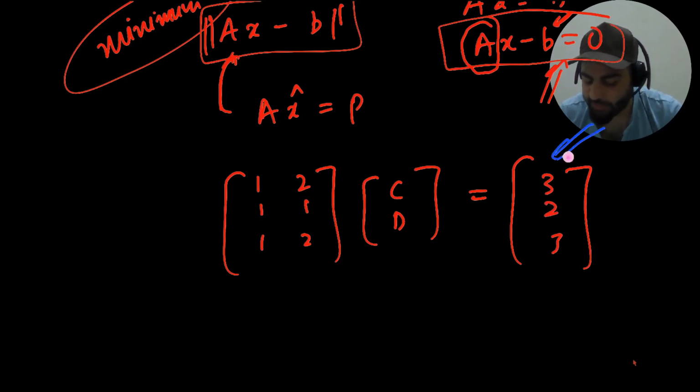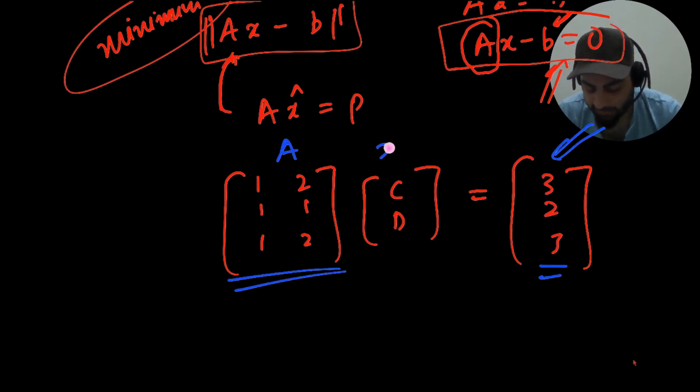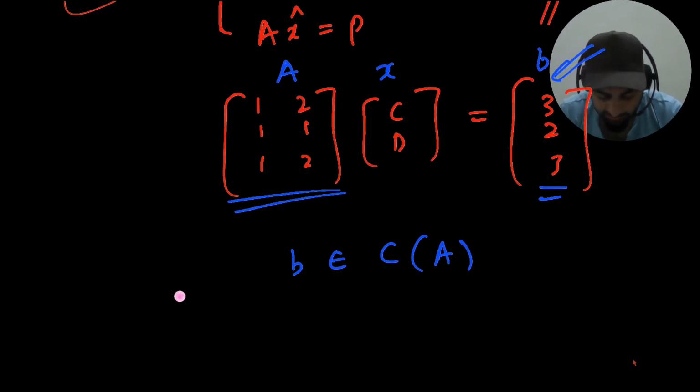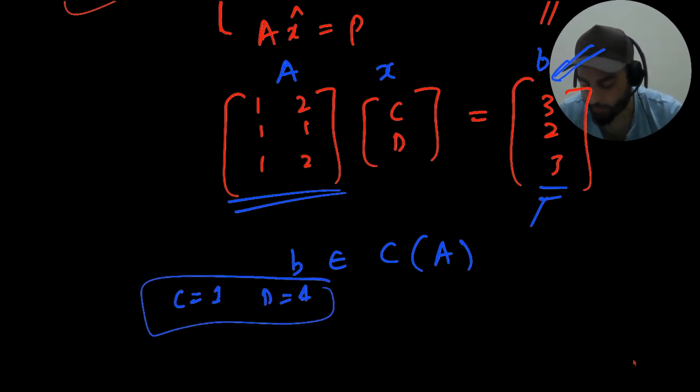Now you can see this vector lies in the column space of A. This is A, this is our x, and this is our b. Now you know that this b belongs to the column space of A. Why? Because I can just take c equal to 1 and d equal to 1, and I can get to this. But it is not possible for every b that this c and d will exist.